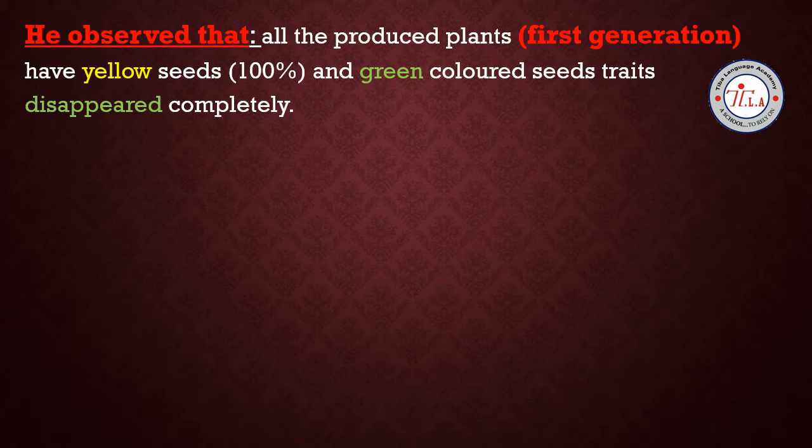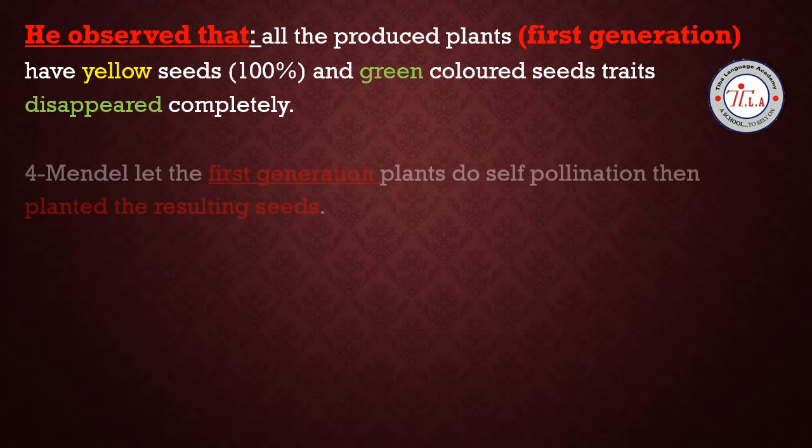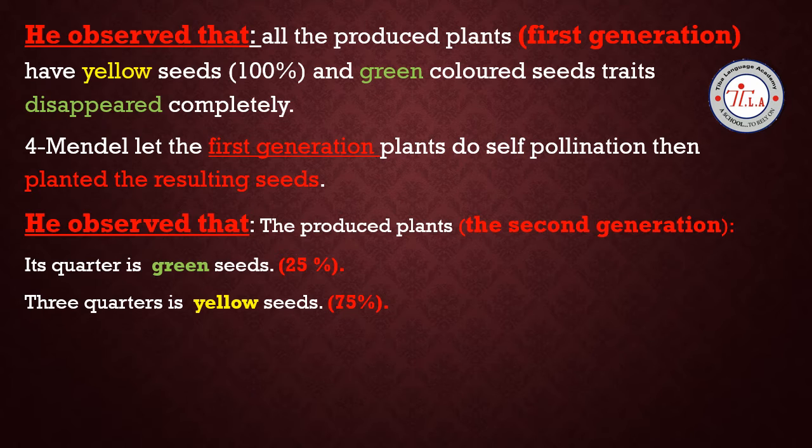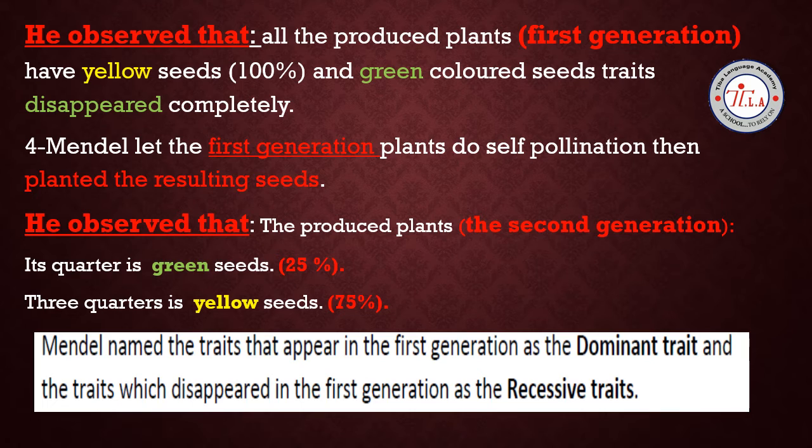He observed that all the produced plants, which are first generation, have yellow seeds with 100%, and the green colored seeds trait disappeared completely. And then Mendel let the first generation plants do self-pollination, then planted the resulting seeds. He observed that the produced plants, which are the second generation, its quarter is green seeds with 25%, and the 3/4 is yellow seeds with 75%.